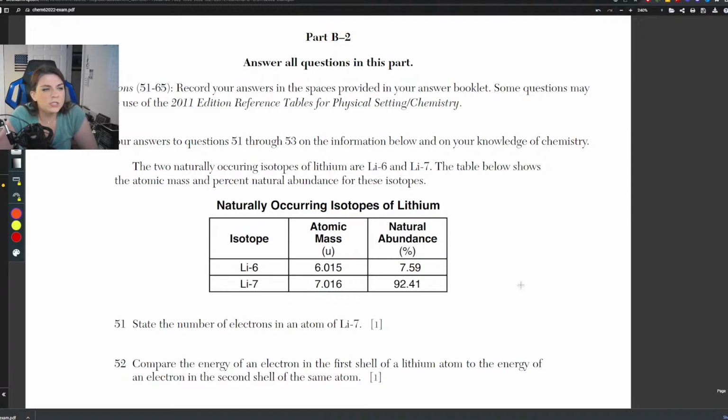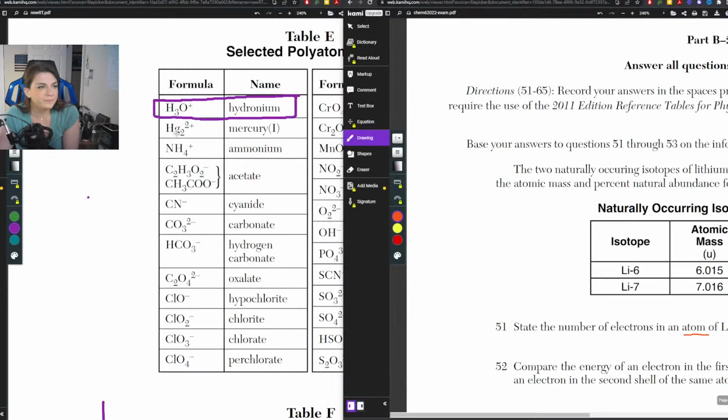Okay, for 51, the two naturally occurring isotopes of lithium are lithium-6 and lithium-7. The table below shows the atomic mass and percent natural abundance for these isotopes. State the number of electrons in an atom of lithium-7. And you're like, how am I supposed to know that? This doesn't even talk about electrons. Well, silly goose, lithium is lithium. It's an atom of lithium. This little 7 here is just telling you that the number of neutrons is different. The electrons are going to be the same. And because it is lithium with the atomic number of 3, it's still going to have 3 electrons.